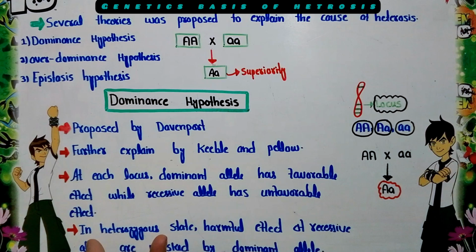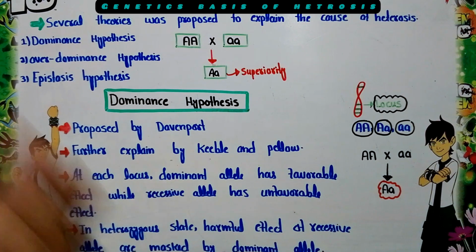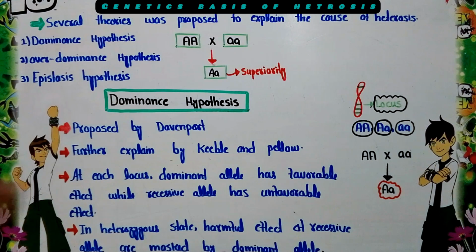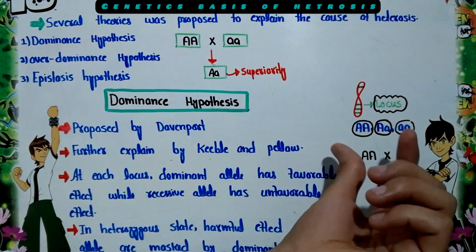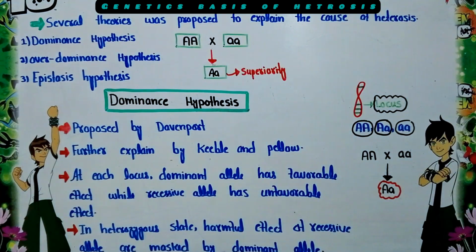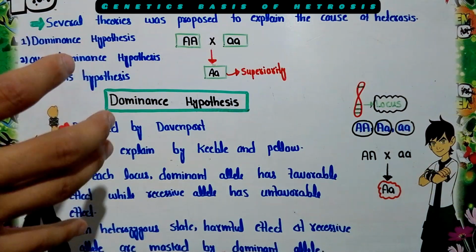Now in this heterotic state, the unfavorable effects, the characters of the recessive allele, are masked by the dominant allele. Due to this masking effect of the dominant allele, which masks the harmful effect of the recessive allele, the hybrid vigor shows superiority over its parents. So this is about the dominance hypothesis of heterosis.